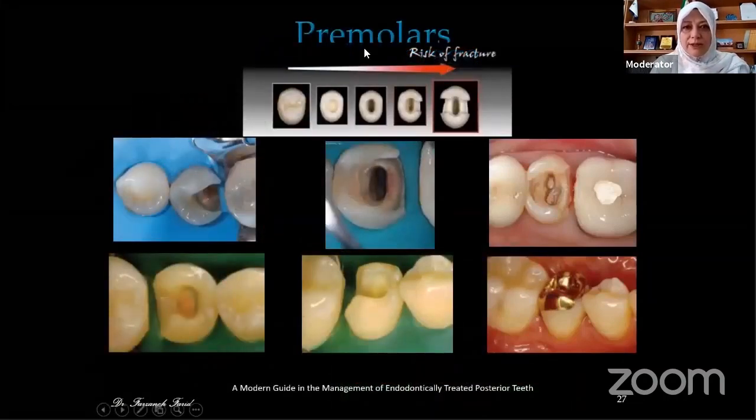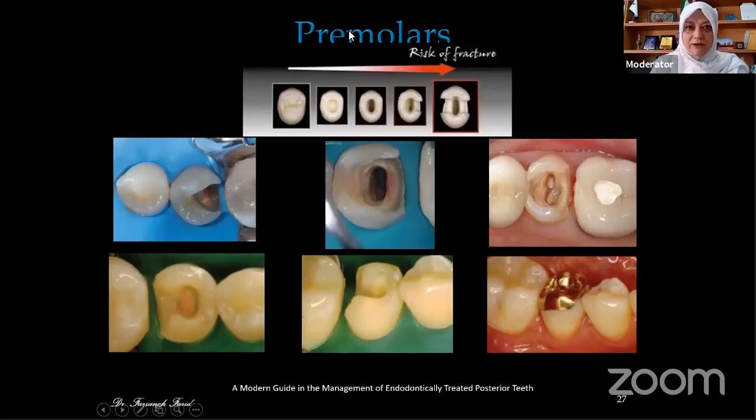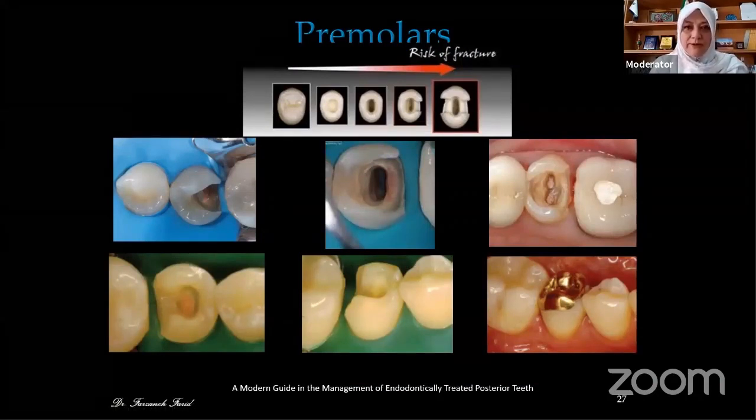Now the point is posterior teeth are not the same. Premolars are different from molars. Even upper premolars are different from lower premolars. Upper premolars are long and thin. It means that the buccolingual dimension is more than the mesiodistal dimension. So if you have an access cavity, there could be very little, very thin remaining tooth structure to withstand the occlusal forces. If the access cavity is small and you know that the remaining tooth structure is enough, you can just restore it with direct restorative materials.